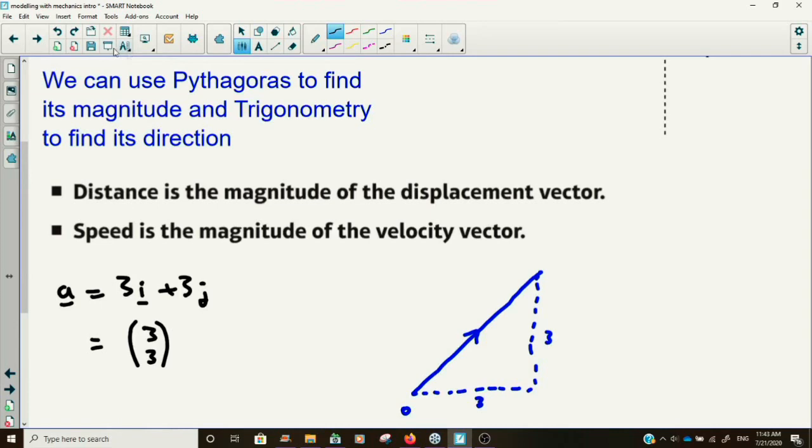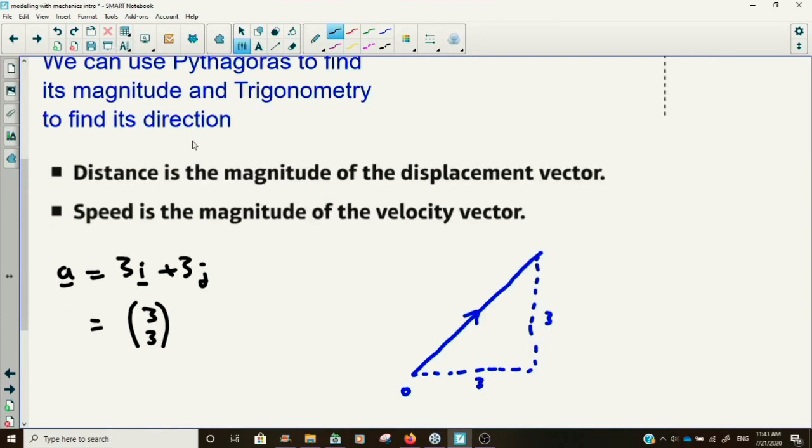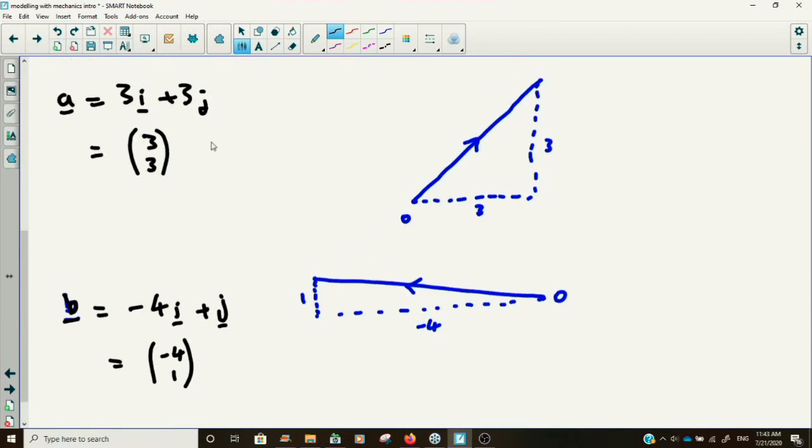Going back to the point of this section: how do we use Pythagoras and trigonometry to work out the magnitude and direction of a vector? Well, these are all right angle triangles, and that's because i and j are both orthogonal, or 90 degrees, to one another. So in order to work out the magnitude of a particular vector, the length of the vector, we're just looking at the length of that hypotenuse in this right angle triangle.